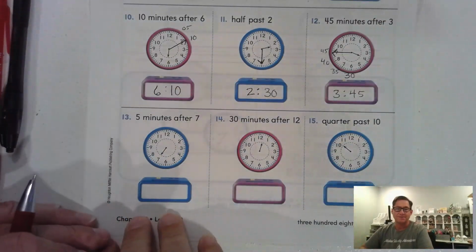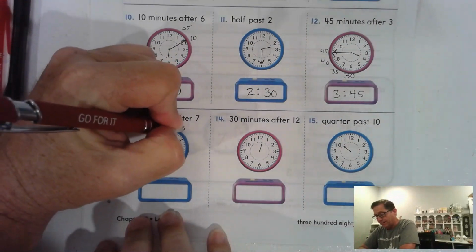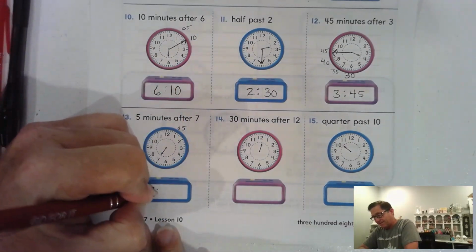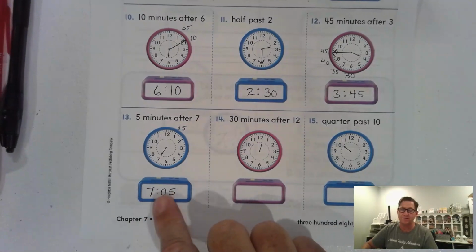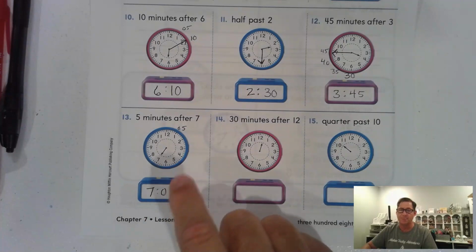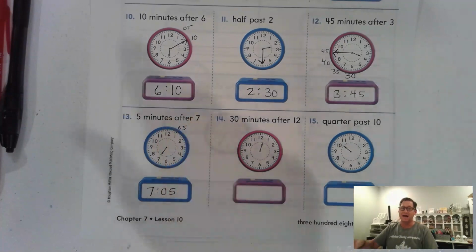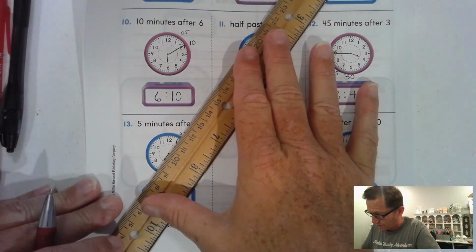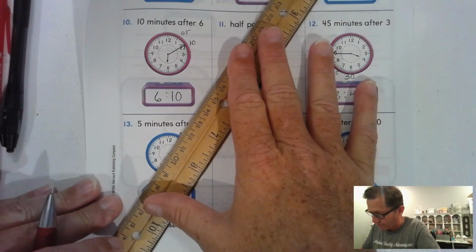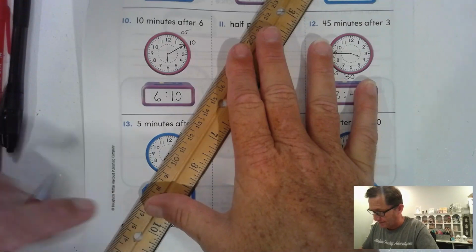5 minutes after 7. Okay, that's an easy one, right? 7:05. Make sure you write the 0 in front, because if you don't, that basically is saying 7:50. 7:50 is different than 5 minutes after 7. And the minute hand's going to be pointing right at the 1.